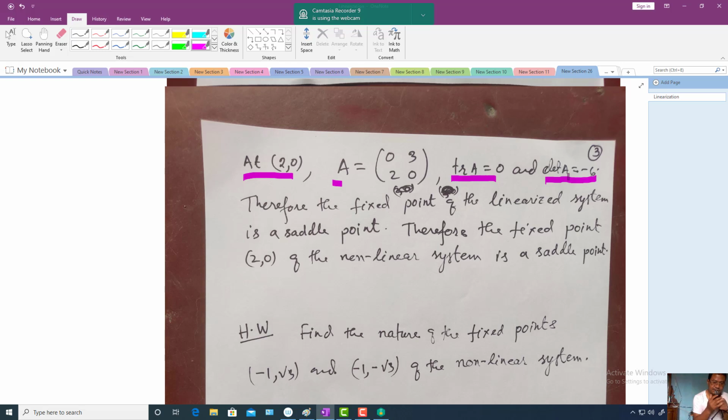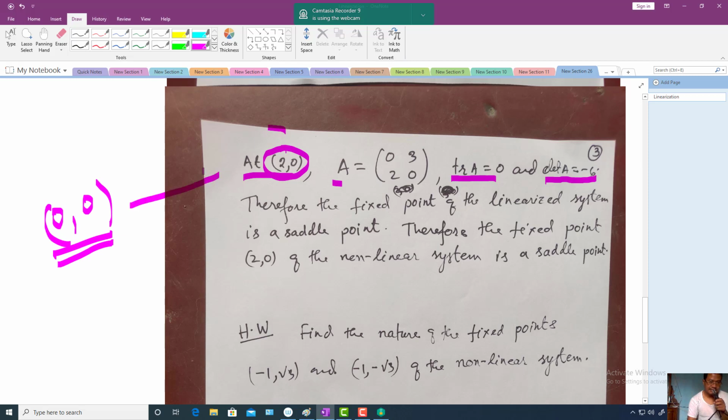Okay, so for the linearized system, (0, 0), the origin, is the fixed point. This fixed point is for the linearized system, and it is a saddle point. It is not stable. So therefore, according to the linearization, this fixed point for the non-linear system is also a saddle point. Okay, is also a saddle point. That is the beauty of the linearization theorem.